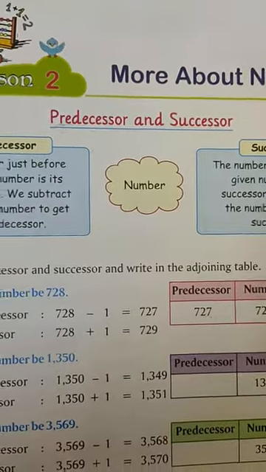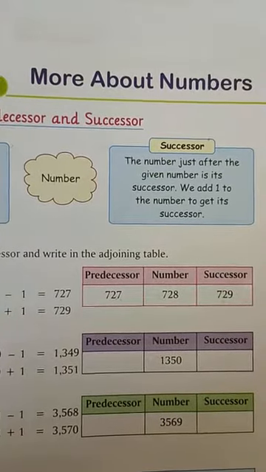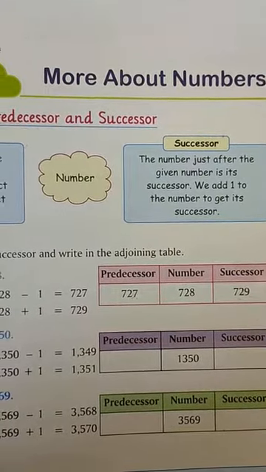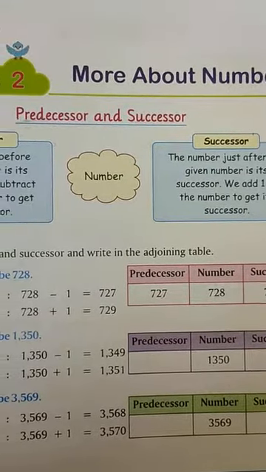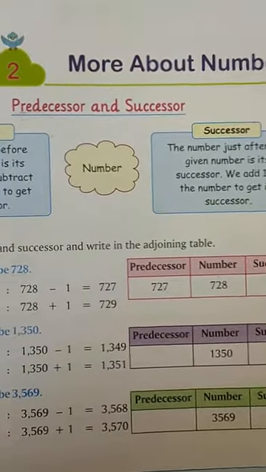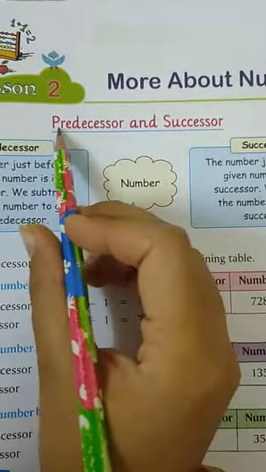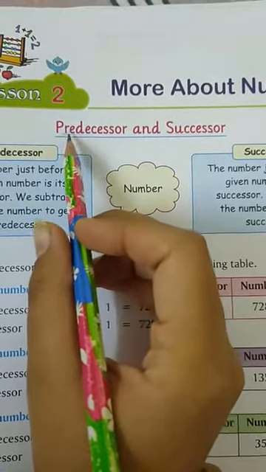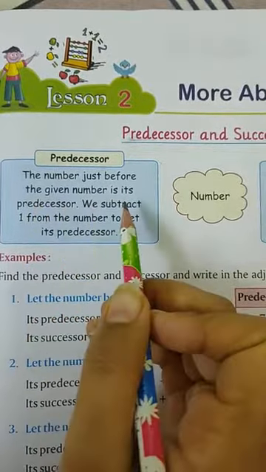Today we are going to start lesson 2 of mathematics, that is more about numbers. Today our class is going to be very interesting because we are going to learn very interesting terms, that is predecessor and successor. Now what do you mean by predecessor? Pre means before. So predecessor is the number just before the given number.